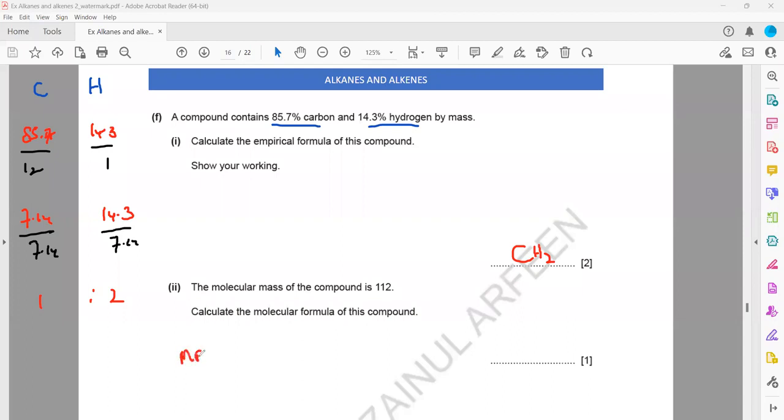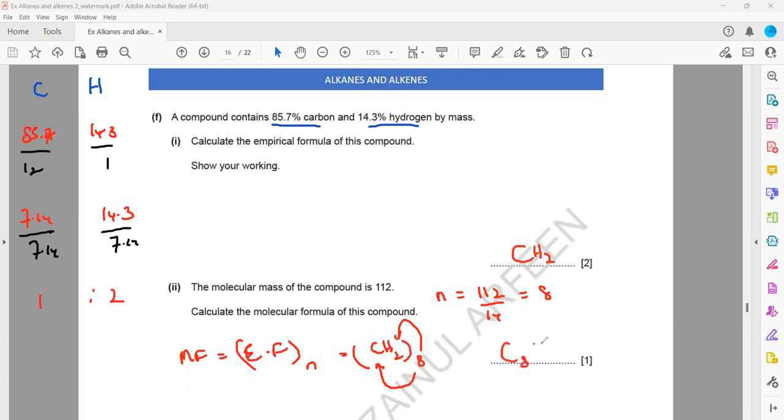So the molecular formula is the empirical formula multiplied by n. n is the molecular mass over the empirical mass. So n is equal to the molecular mass, which is 112, divided by the empirical mass, which is carbon 12 and hydrogen 2, so total 14. 112 divided by 14 is 8. So the value of n is 8. This 8 is multiplied with carbon and with hydrogen, so it will be C8H16.